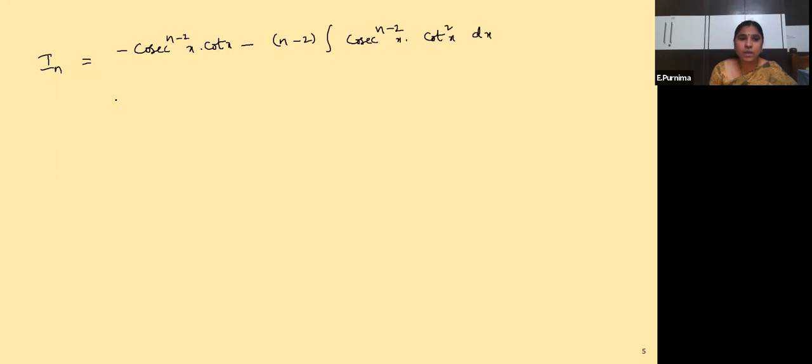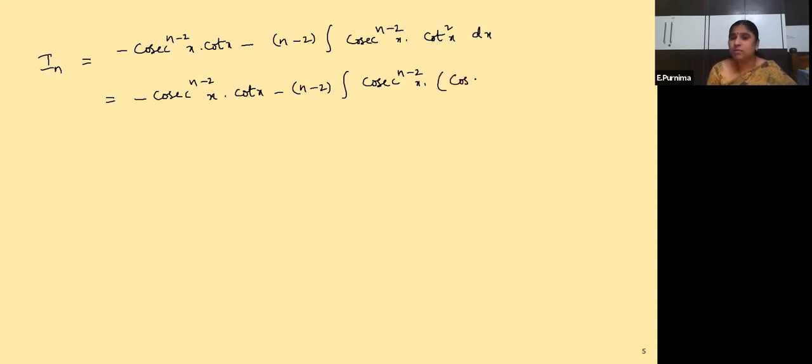Now, by this time you might have understood what we are supposed to do in this step. Cosecant to the power of n minus 2 x into cot square x. Because we don't have a direct formula for cot square, you should convert it to cosecant. What is the cot square x formula? Cosecant square x minus 1, isn't it? Cosecant square x minus 1 into dx.